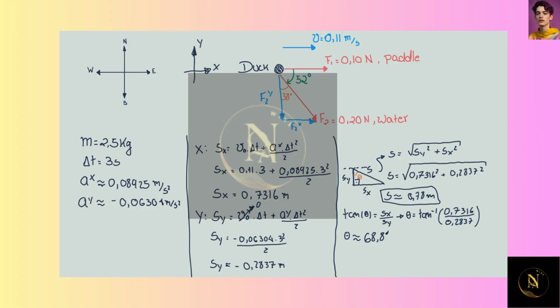Now we can calculate this angle that the displacement makes with the east direction. Let me call it alpha. So we know that alpha plus theta should be 90 degrees, but theta is 68.8. Then the angle between the displacement and the east direction, alpha, is given by 90 minus 68.8 degrees. And this results in an angle of approximately 21 degrees. Then the direction of displacement is 21 degrees south of east. And this is the answer to this question.